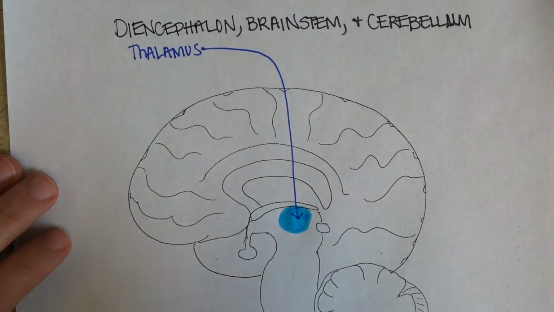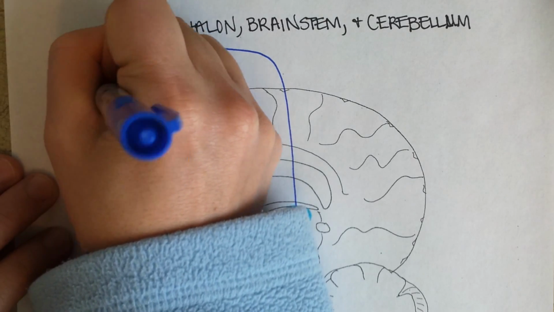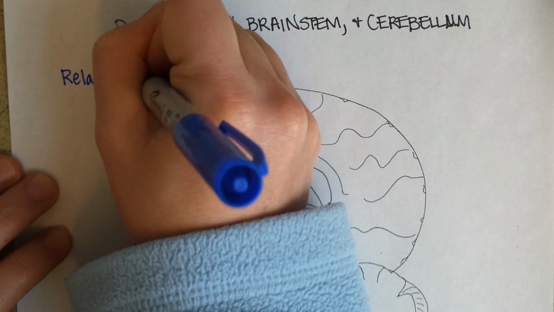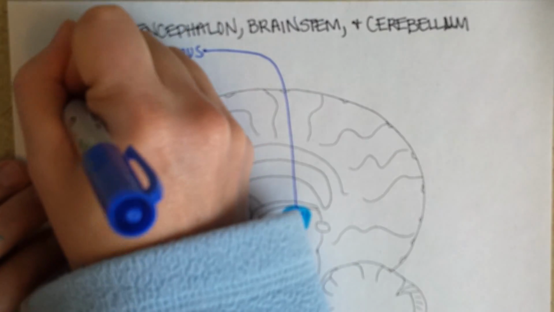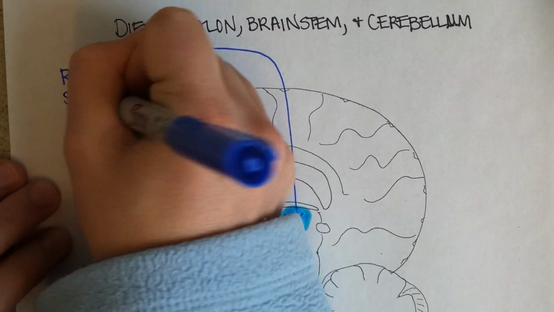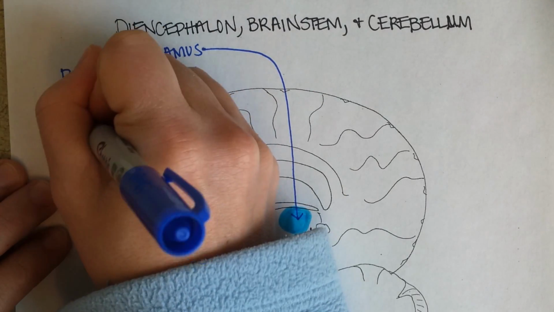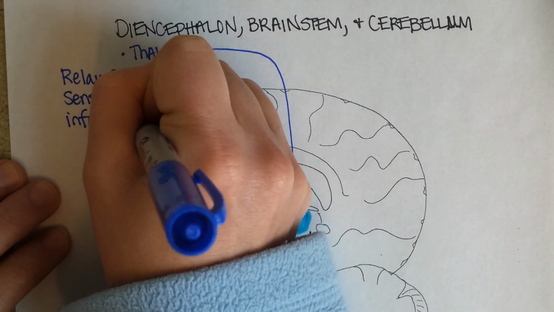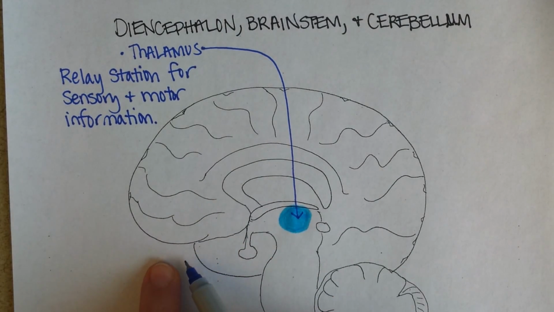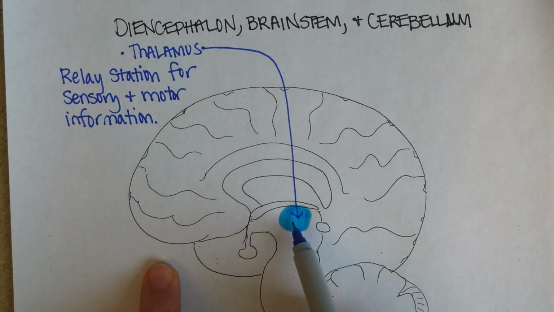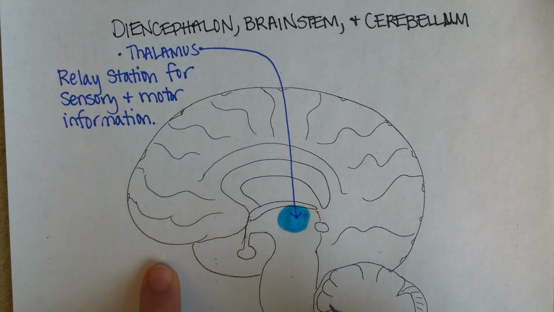The thalamus is the relay station. Relay station for sensory and motor information. For example, your eyeballs are right here, and when you see something, it sends action potentials to the thalamus and then back to the occipital lobe. So that's a relay station.